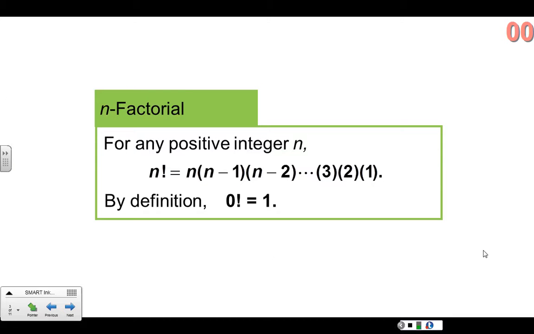You need to understand what a factorial is. N factorial, for any positive integer n, is denoted by an exclamation point, and is countdown multiplication. For example, if you said 3 factorial, you would do 3 times 2 times 1. Or 4 factorial would be 4 times 3 times 2 times 1. 7 factorial would be 7 times 6 times 5 times 4 times 3 times 2 times 1.